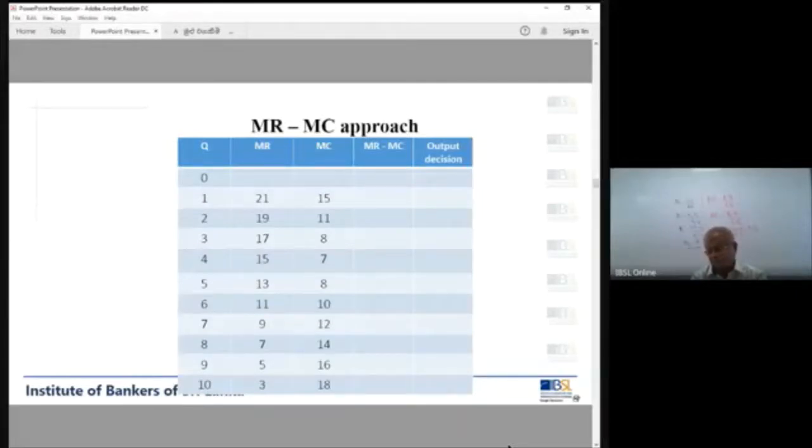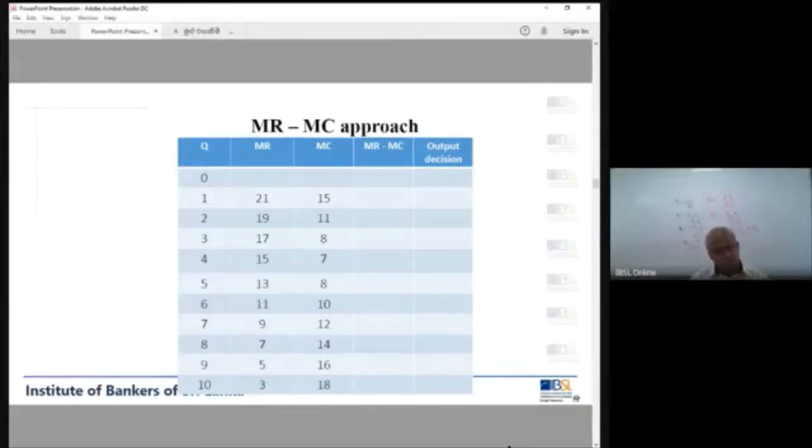Marginal cost, what will happen? Marginal cost decreases up to the 3rd point or the 4th point. After that, it increases, and then keeps increasing. U shape. MC.